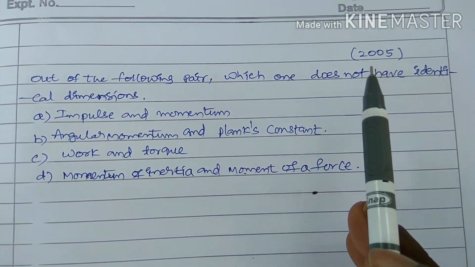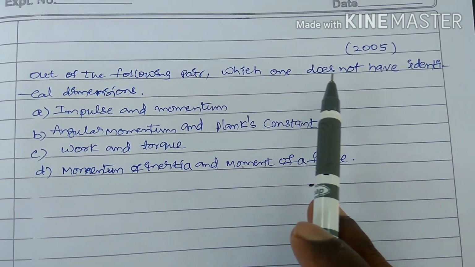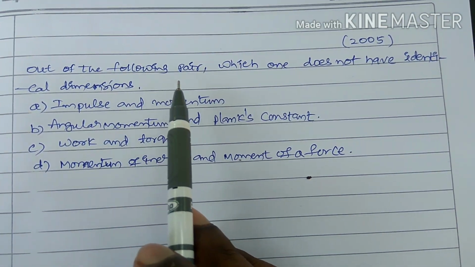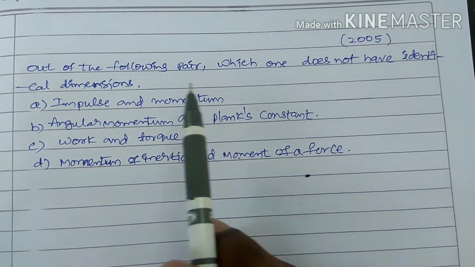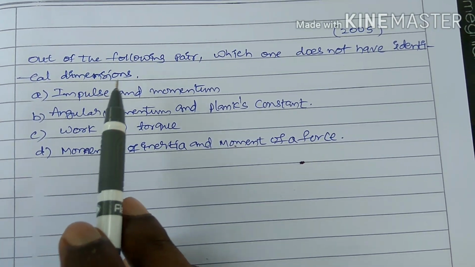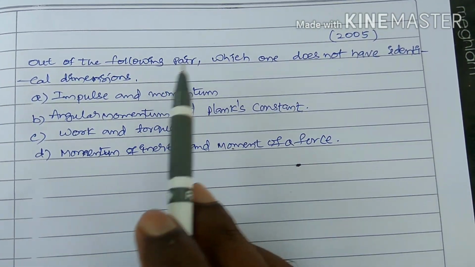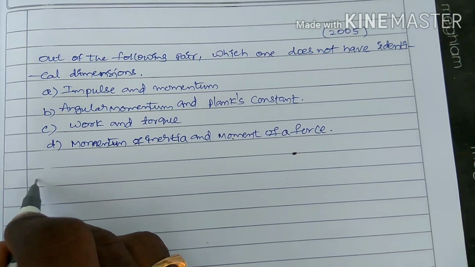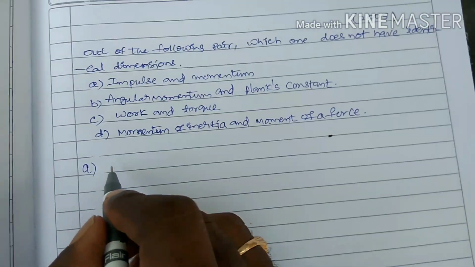Option A is the right answer. This is another question, which was asked in 2005. Out of the following pairs, which one does not have identical dimensions? Here four options are there, so just check the options. Option A, impulse and momentum.